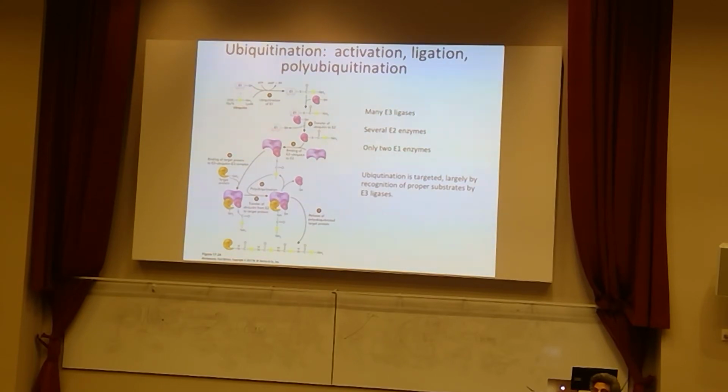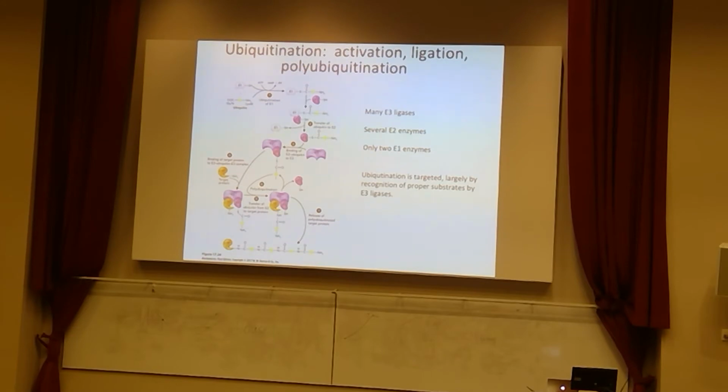And here's where I want to stress this issue of specificity. There's many of these E3 ligases. There's several of these E2 enzymes, which associate with the E3 ligase. And there's only a couple of these E1 enzymes that are responsible for activating ubiquitin and transferring it to E2. So ubiquitination of proteins is targeted and controlled.